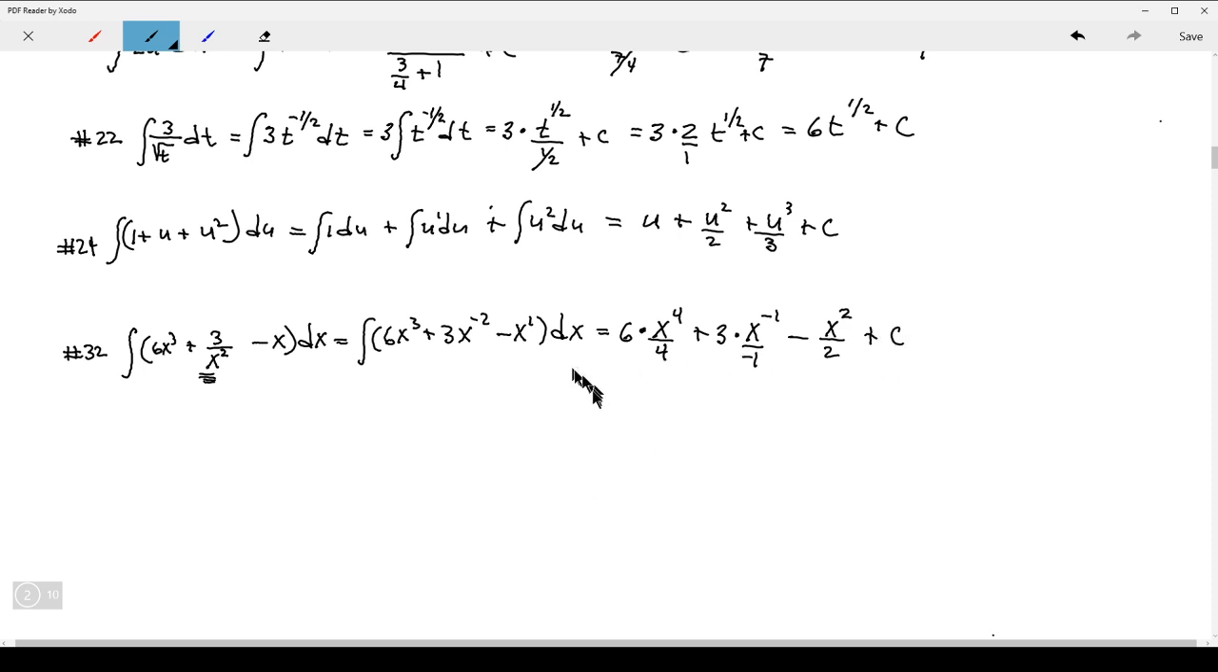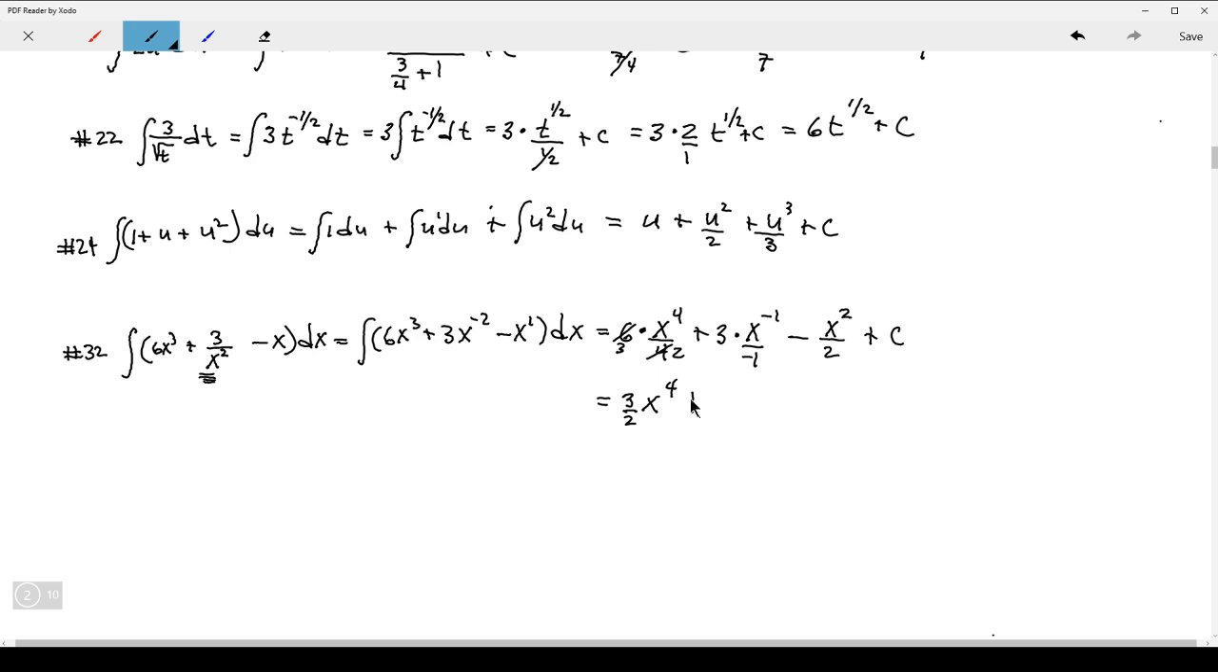I don't have room to continue that way, so I'll just go down here. Now I need to clean this up. I'm done with the calculus. Let's just clean up what amounts to the arithmetic here. I can reduce 6 and 4 by 2. So that's 2, that's 3. So I get 3. Now I can either write 3x to the fourth over 2, or I can write 3 halves x to the fourth.